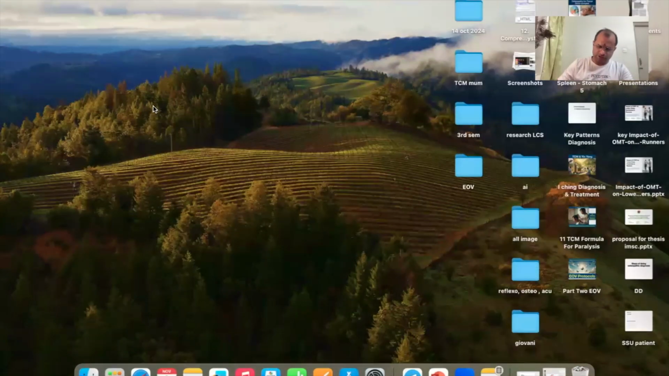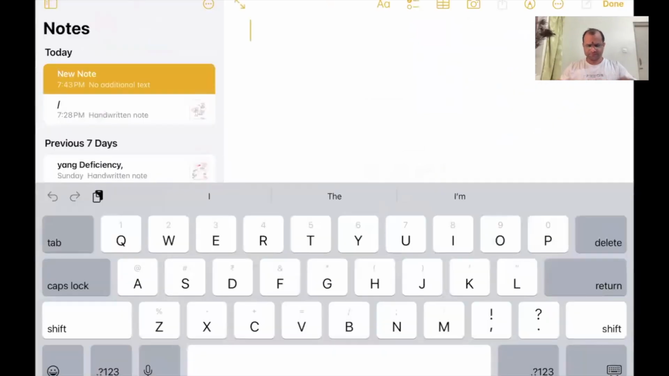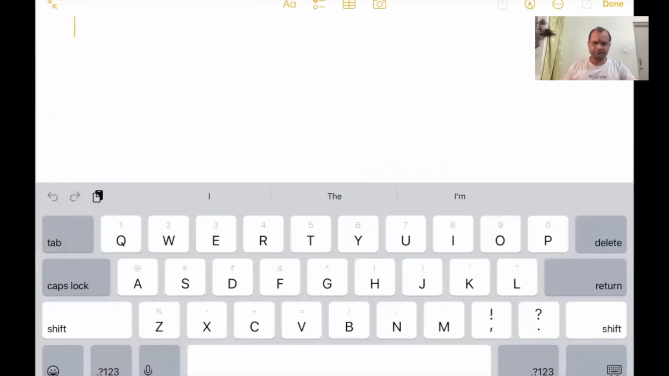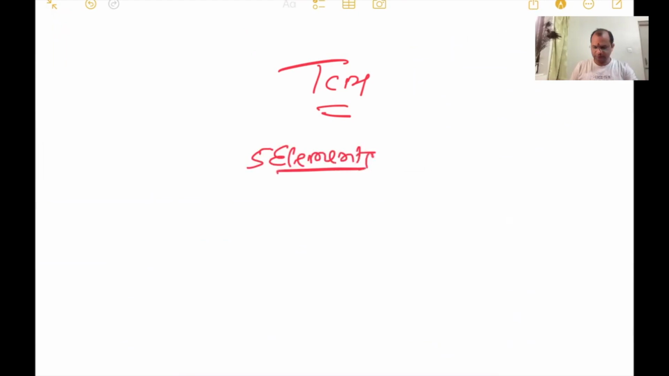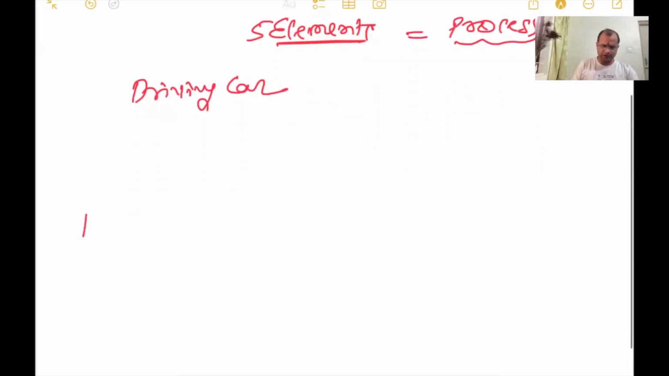So, in this sequence, let's see here. As per TCM, the traditional acupuncture or traditional Chinese medicine, the 5 elements means process. What is the meaning of process? Suppose you are driving a car. So your car is in the garage, right?